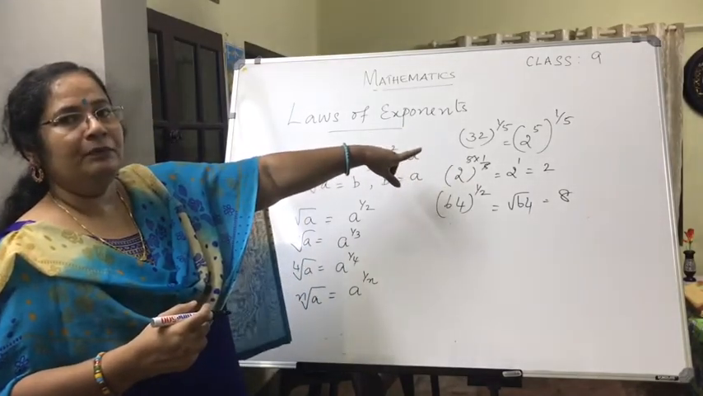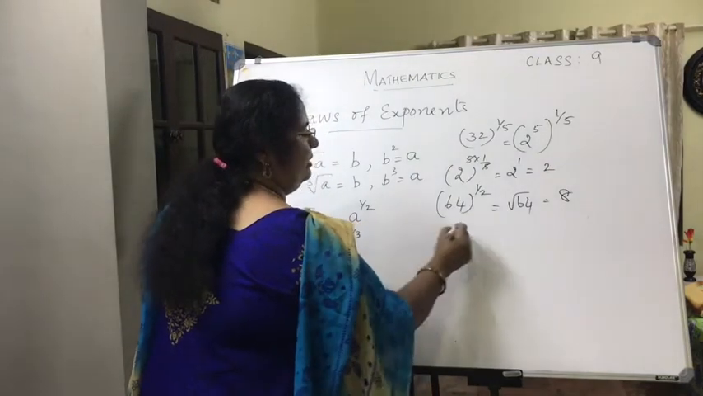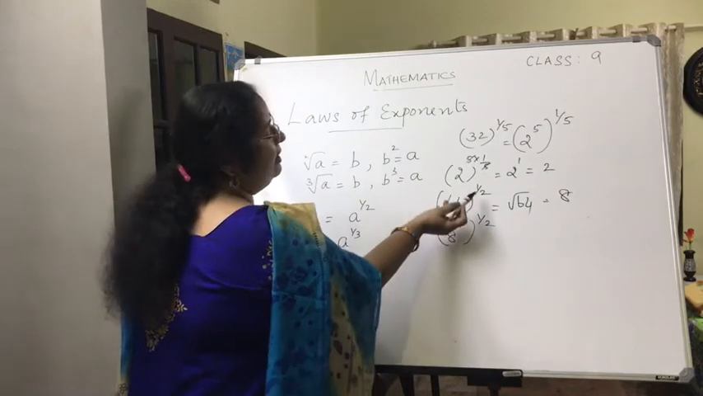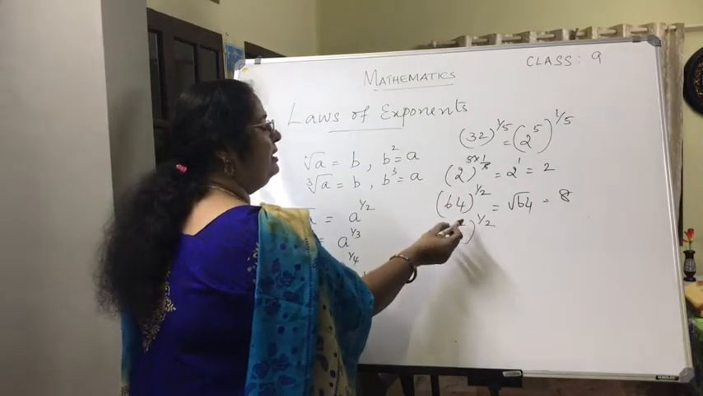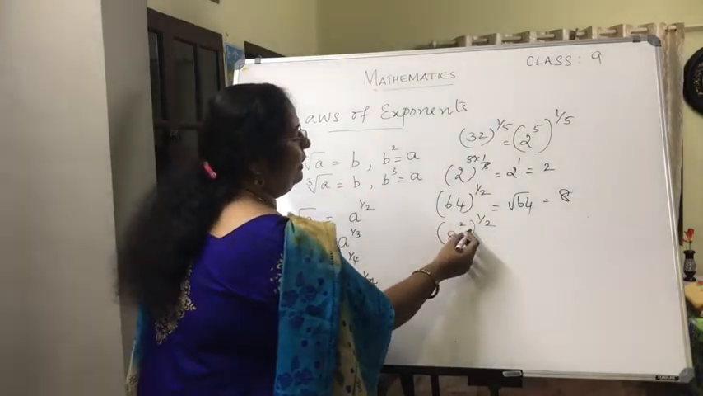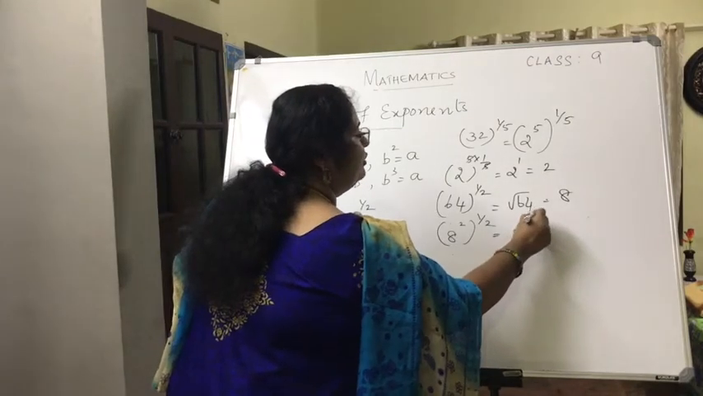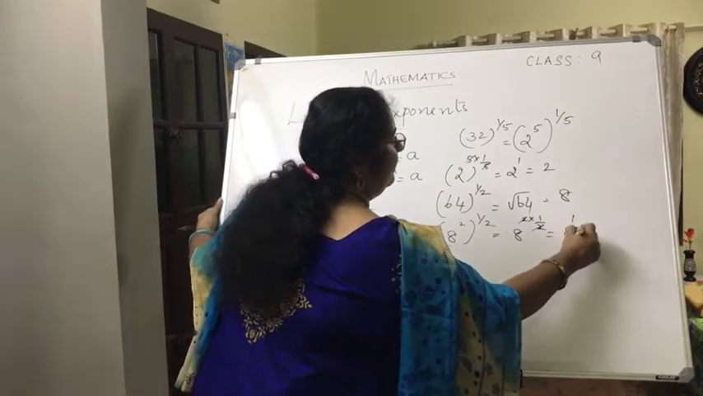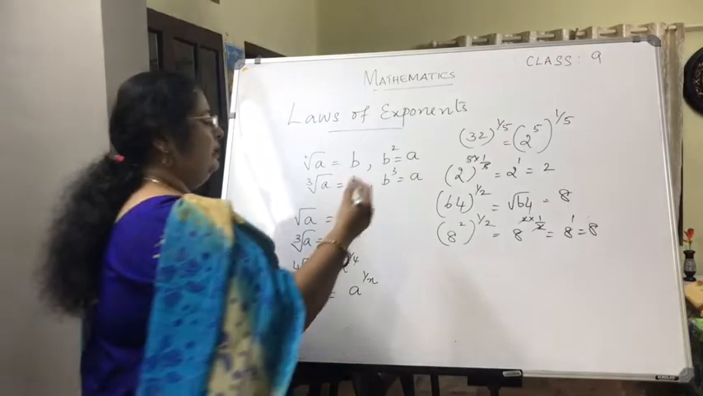How are we going to do it? 64 can be written as 8 square. 8 square the whole raised to 1 by 2. Why did we take 8 square? Because here you are having the denominator 2. So you will try to find a number so that this 2 and 2 will get cancelled on multiplying. So 8 square the whole raised to 1 by 2. This will be a raised to m into n. This 2 and 2 get cancelled. What is remaining? 8 raised to 1 or 8. Have you understood? Now one more I'll give you.